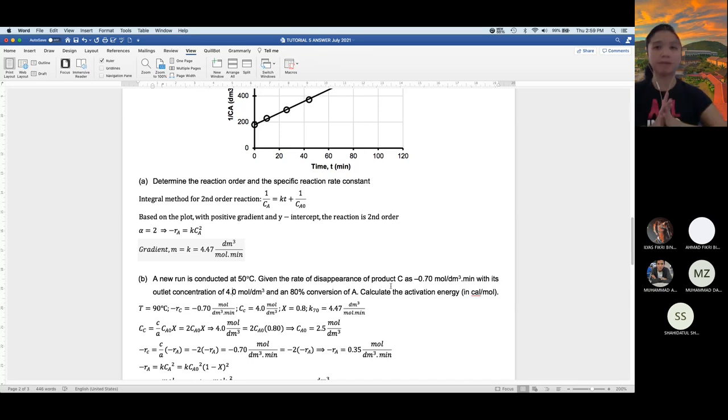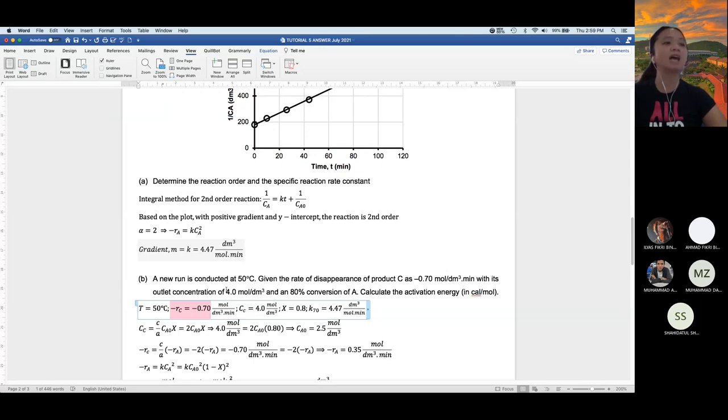Okay, itu information yang pertama. Sekejap, saya perasan sini saya tak salah. Okay, 50 Celsius. Dia kata sekarang rate of disappearance product C as a negative 0.7. Maksudnya rate of disappearance of product C, minus RC, diberi sebagai negative 0.7. Okay, so dia bagi kita minus RC.